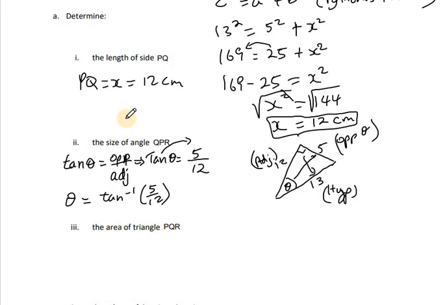A good practice would be to put open bracket 5 over 12 and then put close bracket, then equal. And your answer should be 22.6 degrees.